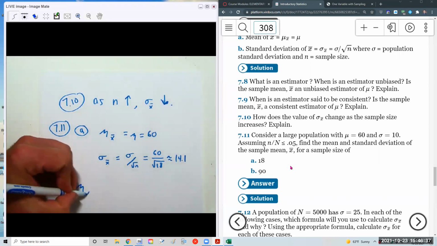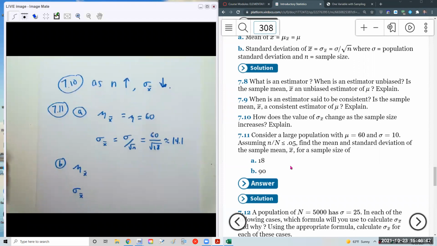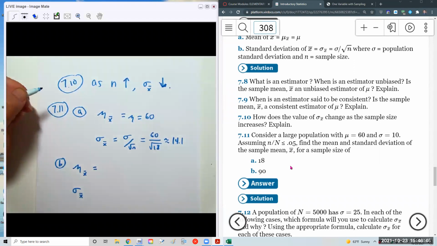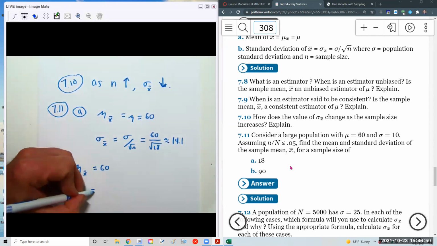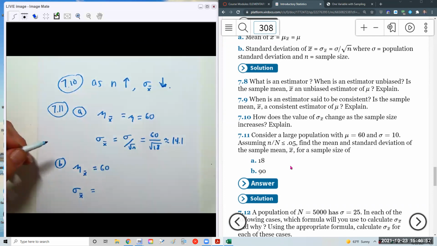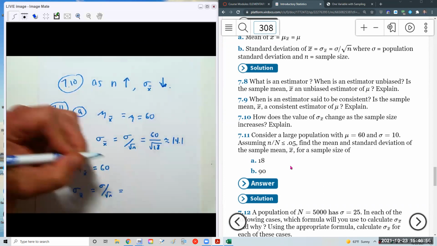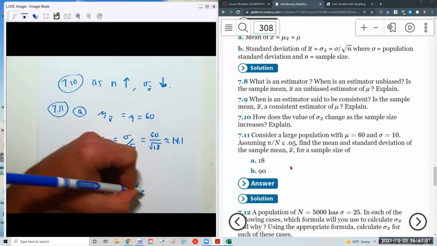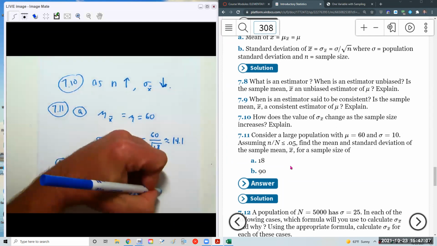So the question is the same in that they want us to give them these two values, the values of mu sub x bar and sigma sub x bar. We know that mu sub x bar is going to be 60 again. But the standard deviation isn't going to be 14.1 because the formula now is going to be 60 divided by the square root of 90. And where's that calculator at? This is going to come out to be about 6.3.